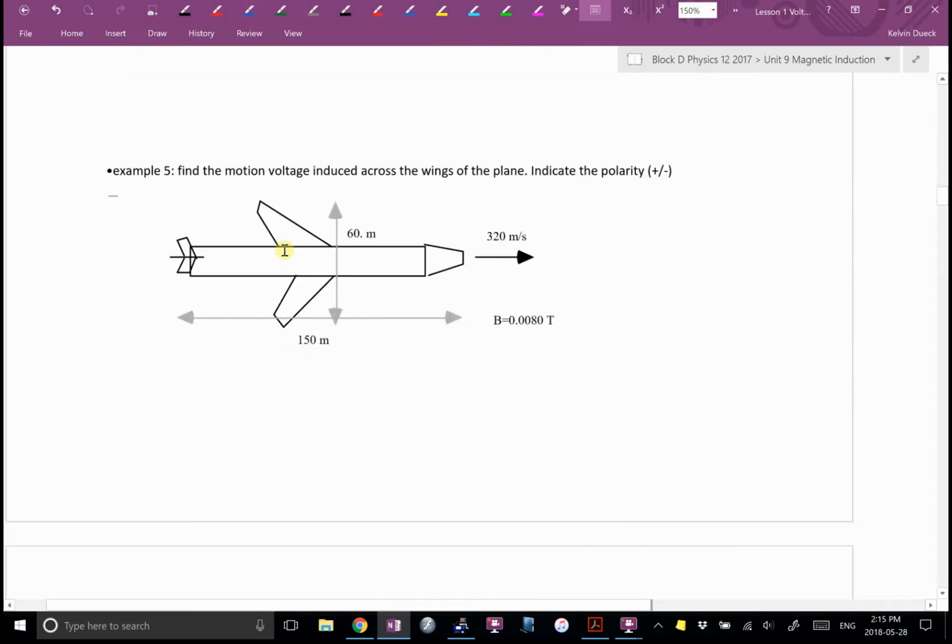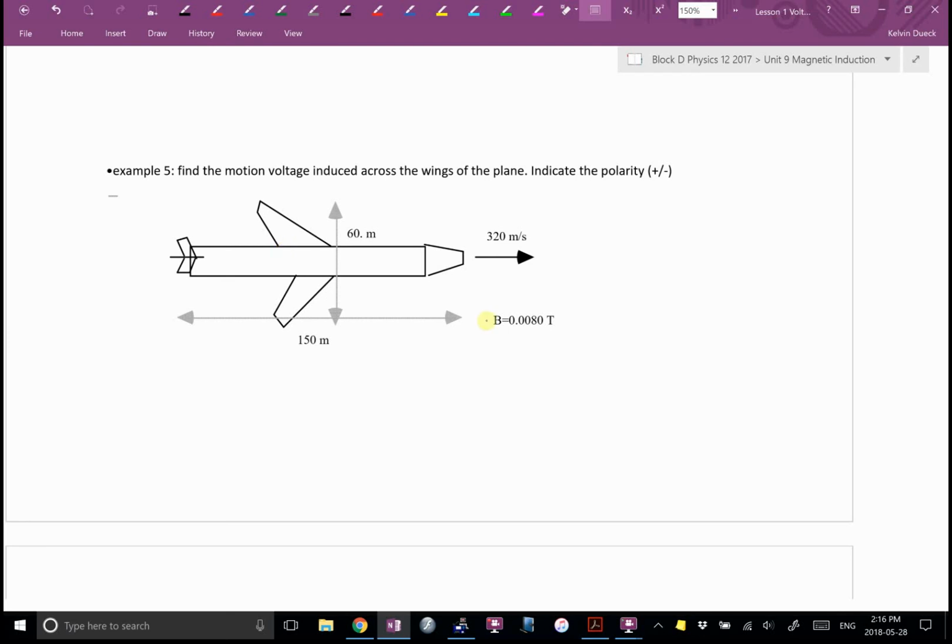In fact, airplanes use this all the time. I don't know if they still do. I'm told back when they had smoking on flights, when you had little push-in cigarette lighters that you would push in, and after about 30 seconds they would pop out and glow red hot, they got that voltage from this as follows. It says, find the motion voltage induced across the wings of an airplane and indicate the polarity.